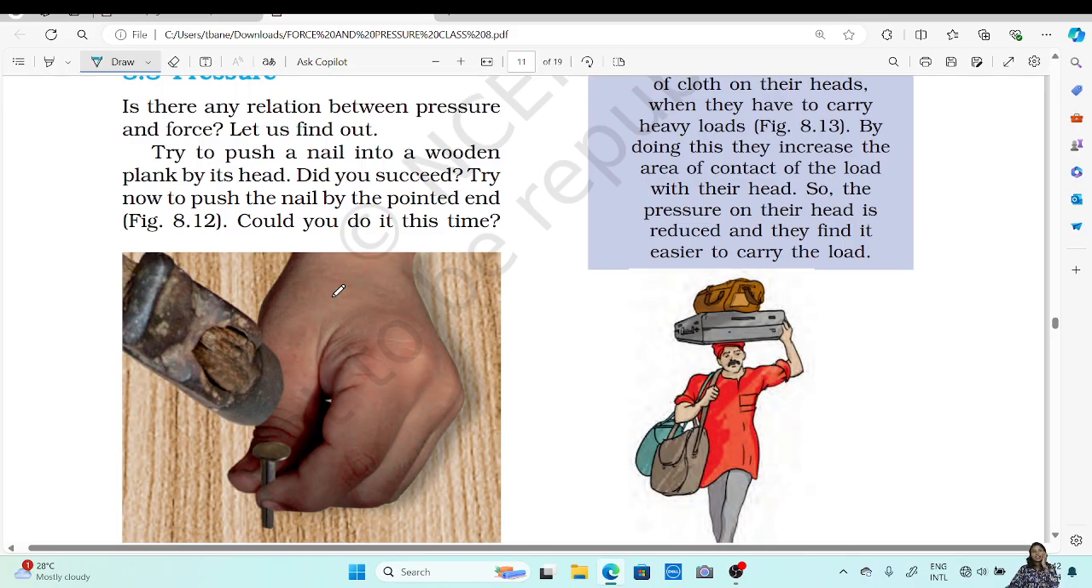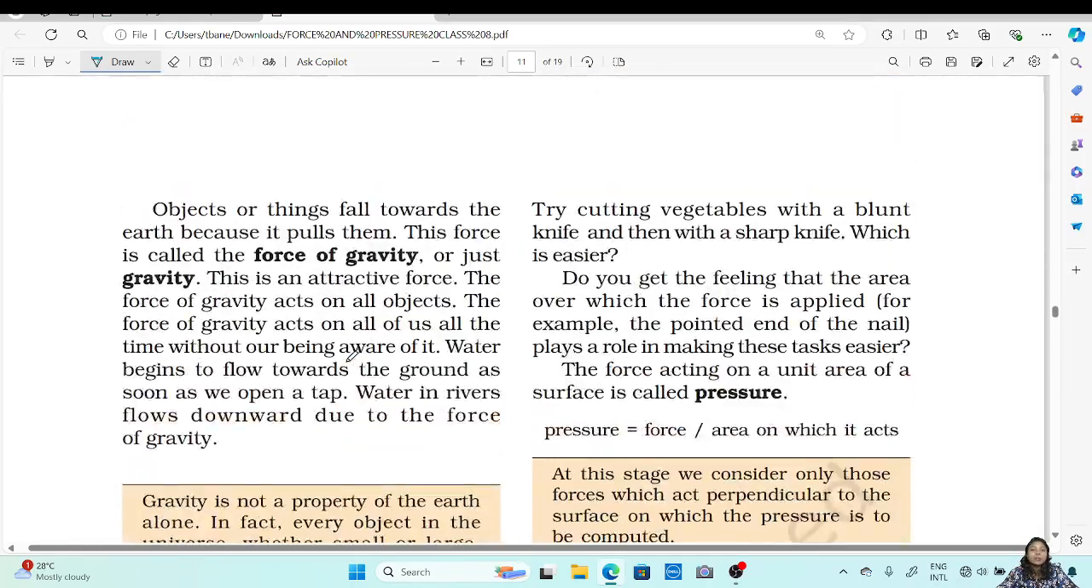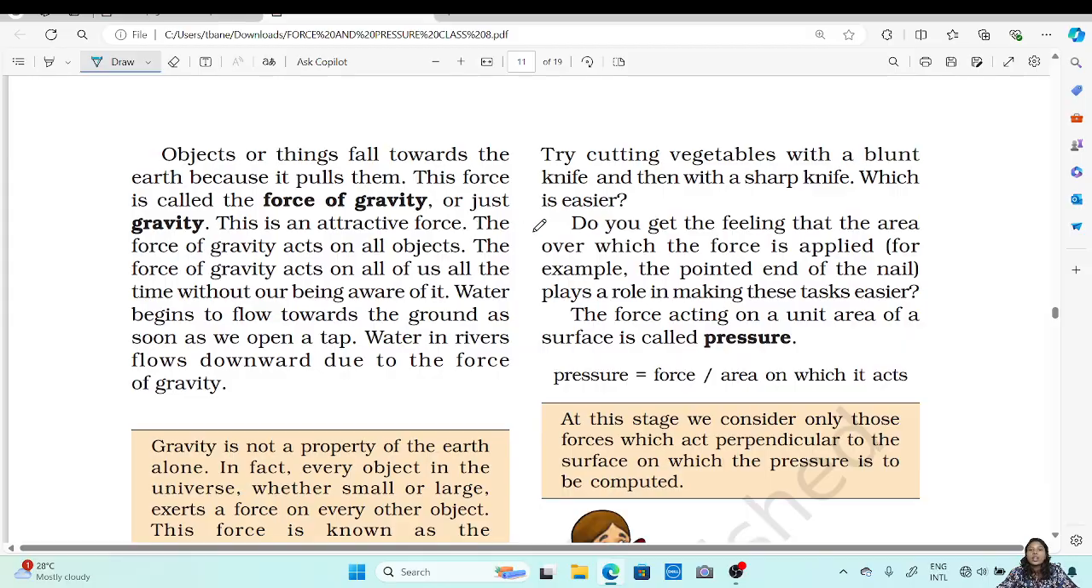So now what they are saying, the nail has the broader part and it has the pointed part. In the first situation they are telling you what? The broader part, you try to hit it into a wooden plank. Will it go? No, it won't go. Now they are telling you to reverse it. The pointed part, you keep it on the plank and you hit it inside. Will it go inside? Yes, it will go. Why is it happening so? Why did the broader part not go inside? So now try cutting vegetables with a blunt knife and then with a sharp knife, which is easier.